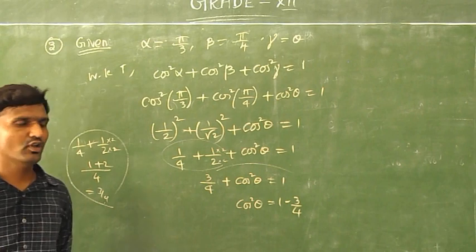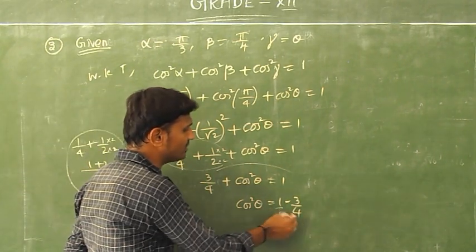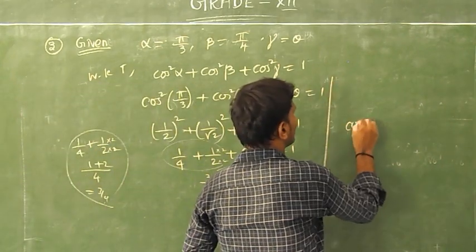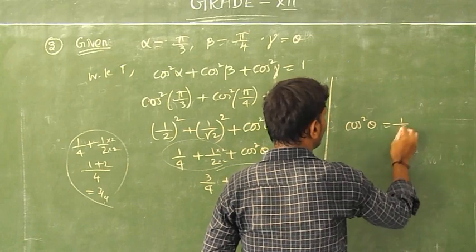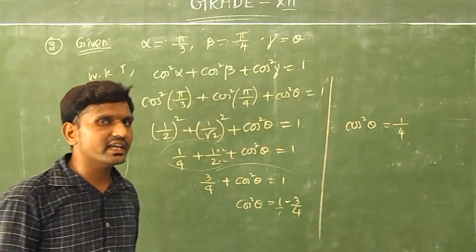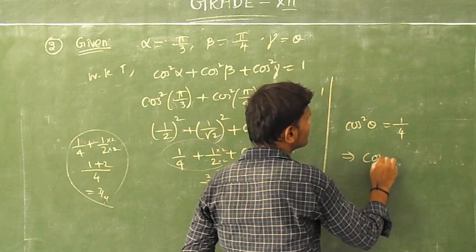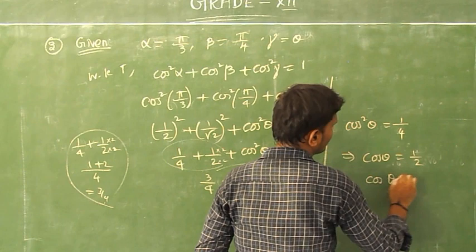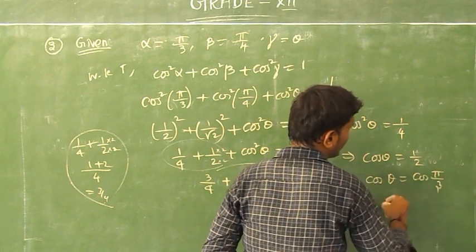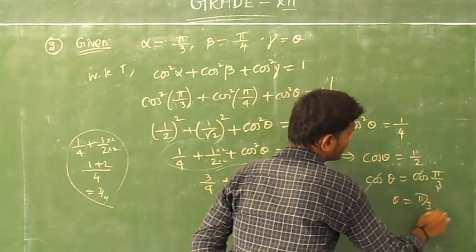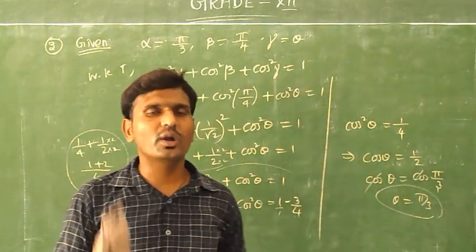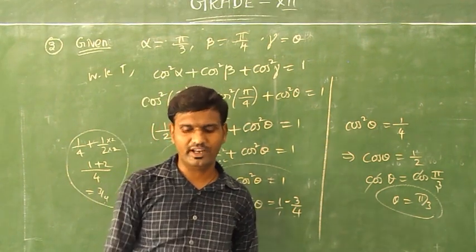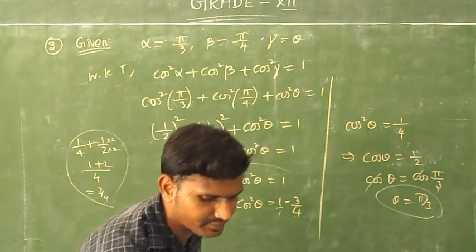Now cos square theta will be 1 minus 3 by 4, moving the 3 by 4 to the other side. So 1 minus 3 by 4, taking a cross multiplication, 4 minus 3 by 4, which is 1 by 4. So cos square theta is equal to 1 by 4. Taking the square root, cos theta is equal to 1 by 2, which is cos pi by 3. So theta is pi by 3. Okay, fine. And next we have to find the components.